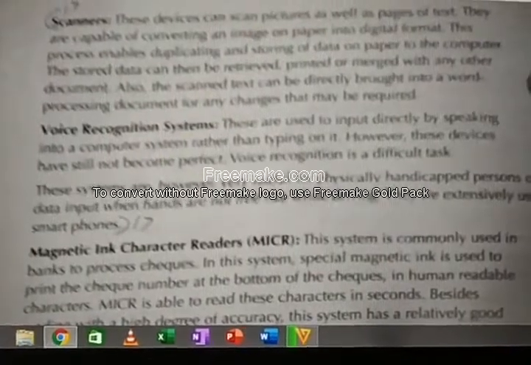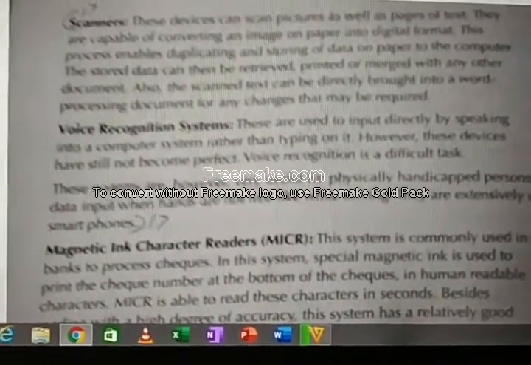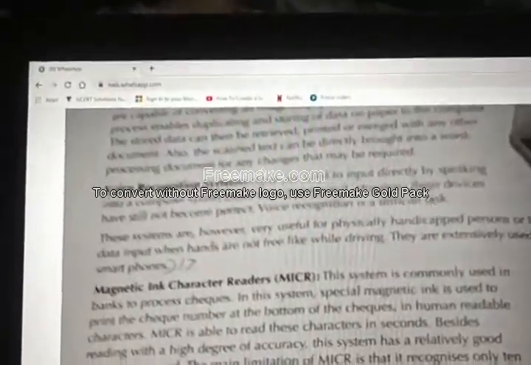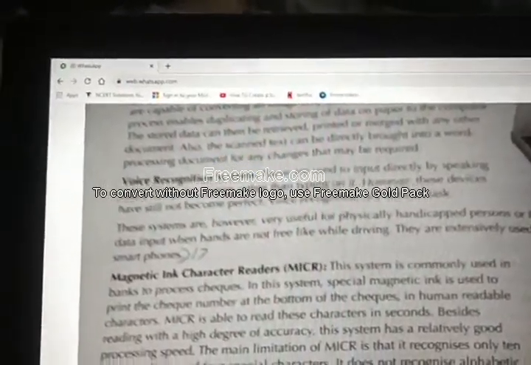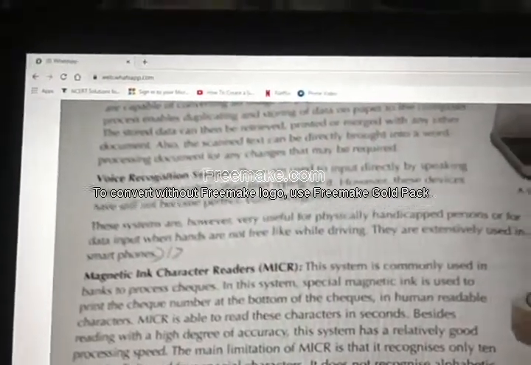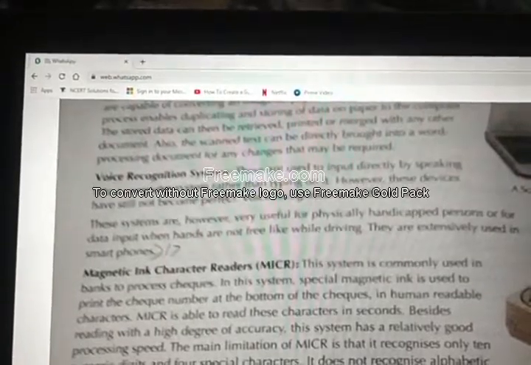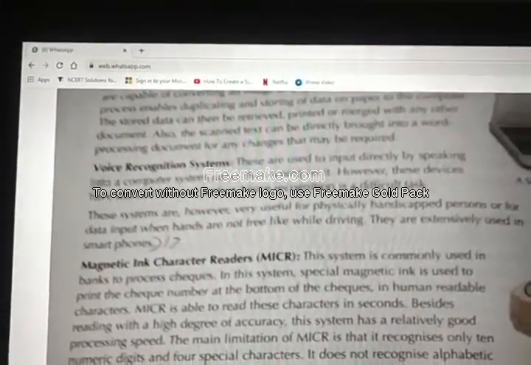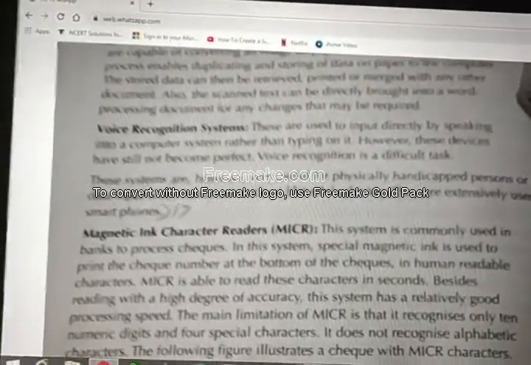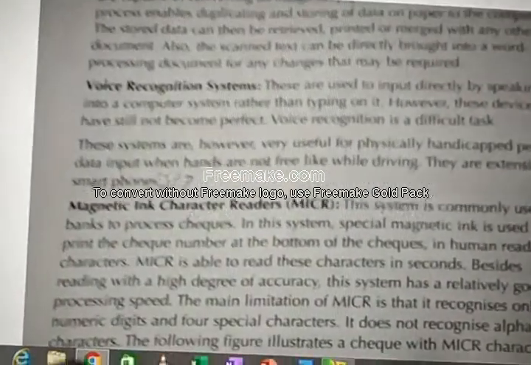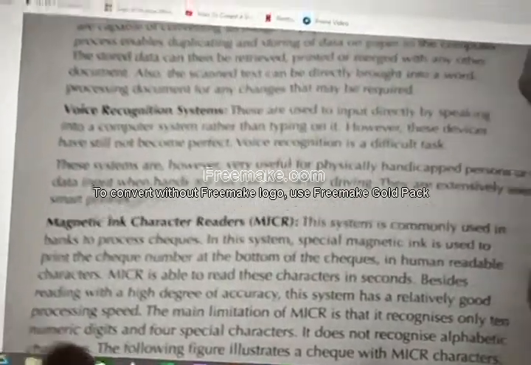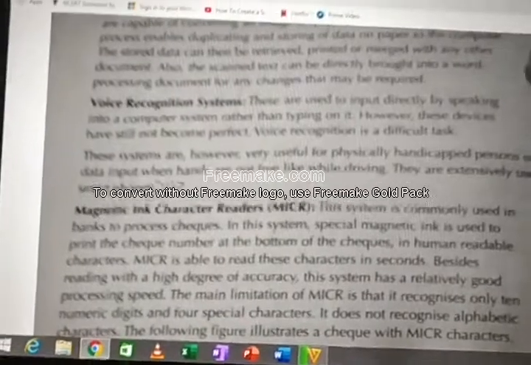Next, voice recognition system. These are used to input directly by speaking into the computer. As I told, we can just speak into the computer so that it will type for us. However, these devices have still not become perfect. Even nowadays, if you talk to Google on the internet, most of the time it won't put the spellings correctly. Sometimes if you say some word, it may put some other word. This happens till now also, so it is not so perfect. Scientists are still working on it.